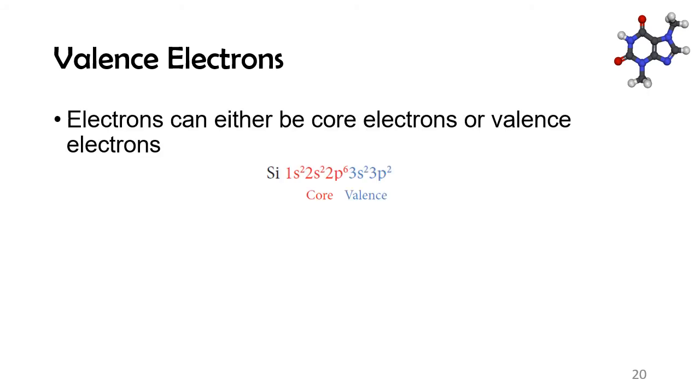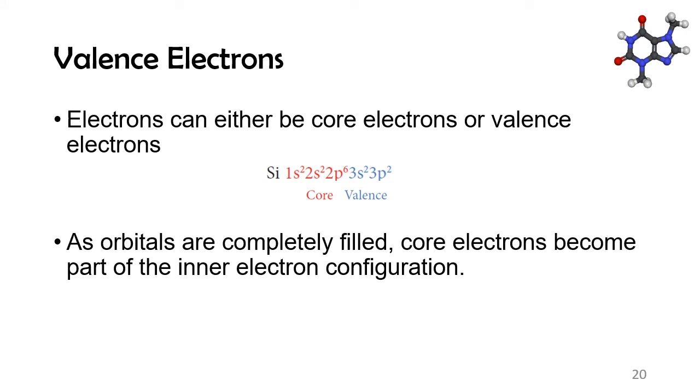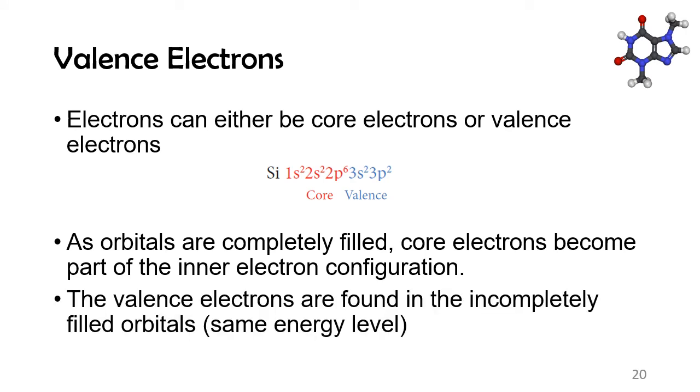We can designate the innermost completely filled energy levels of an atom as the core electrons, and the incompletely filled orbitals as the valence electrons. Our example below is the electron configuration of silicon. In Module 2, we learned that elements in group 14, to which silicon belongs, have 4 valence electrons. As orbitals are completely filled, core electrons become part of the inner electron configuration. The valence electrons are found in the incompletely filled orbitals.